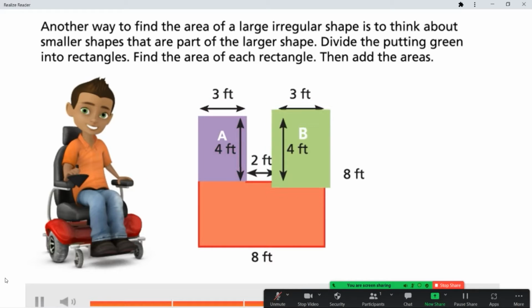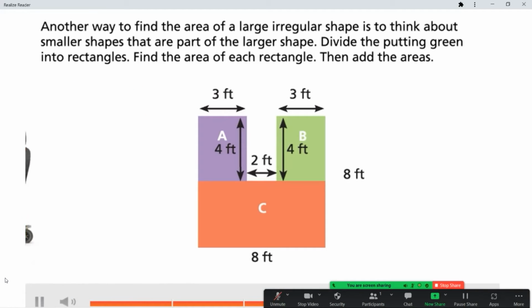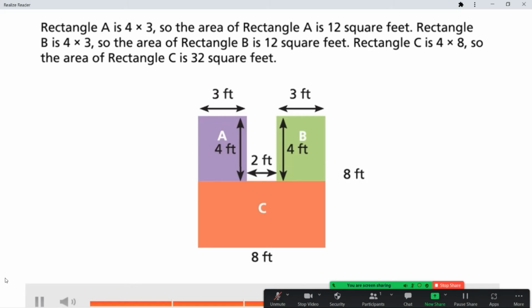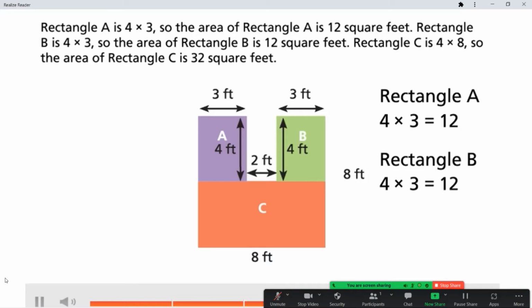Divide the putting green into rectangles. Find the area of each rectangle. Then add the areas. Rectangle A is 4 by 3, so the area of rectangle A is 12 square feet. Rectangle B is 4 by 3, so the area of rectangle B is 12 square feet. Rectangle C is 4 by 8, so the area of rectangle C is 32 square feet.